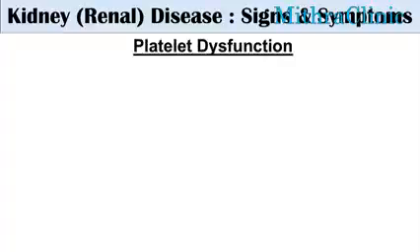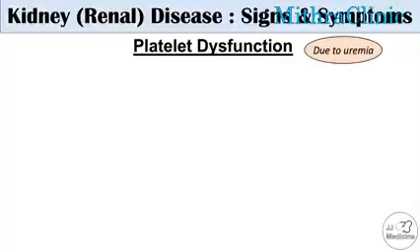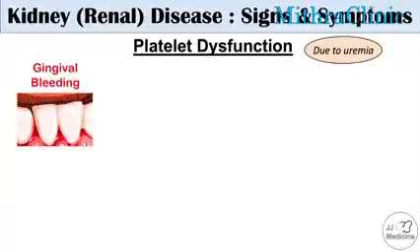And then another important point to note is platelet dysfunction. Again, this is due to uremia. Uremia can cause platelet dysfunction. So although platelets may look like they are in a normal range, they may be dysfunctional. And this can look like thrombocytopenia or a low platelet count. Patients with platelet dysfunction secondary to uremia can experience increased gingival bleeding, so increased bleeding of their gums, of their mouth.